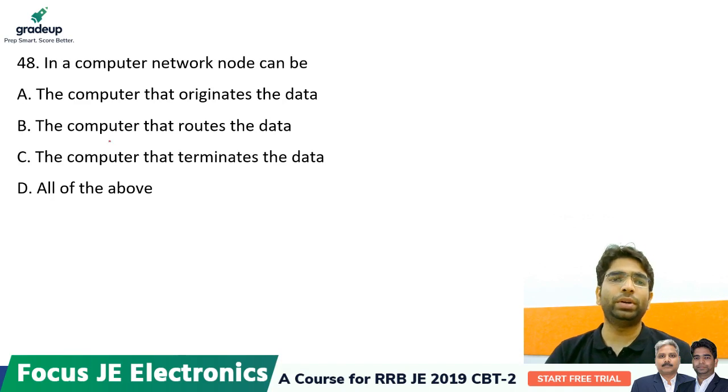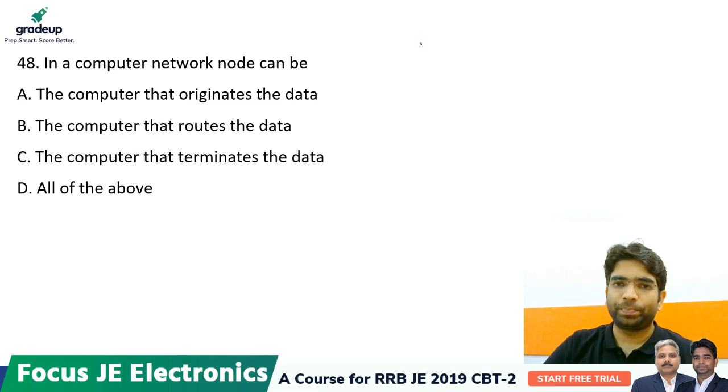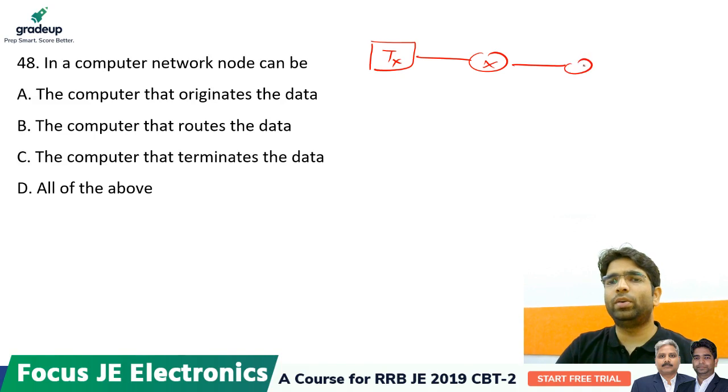In a computer network, a node can be delivering the data, a node can route the data, and a node can terminate the data. Like see this case, it is a transmitter or sender, and here there are different nodes.